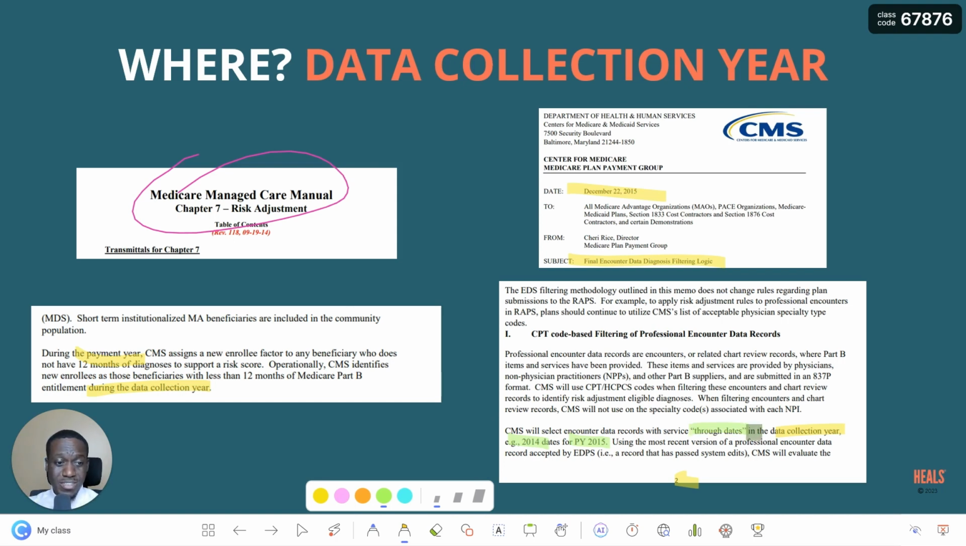So all of these start to get together for you as you get to a better understanding. And we talked about through dates, right? So through dates also become the service year, right? So you start seeing the service year, the data collection year, the payment year, and all these years now start to come together as you review these documents. I hope this is very helpful to you as you review this.